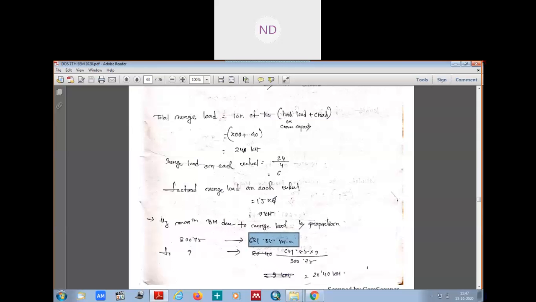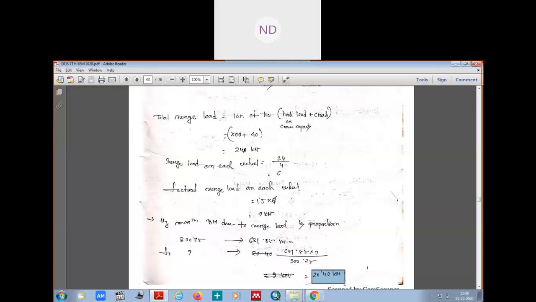So now the factored surge load we got to be 9 kilonewton. That means if for 300.75 we got 681.85 maximum bending moment, then for 9 kilonewton, how much can be the maximum bending moment by proportion? We get it to be 20.40 kilonewton meter.